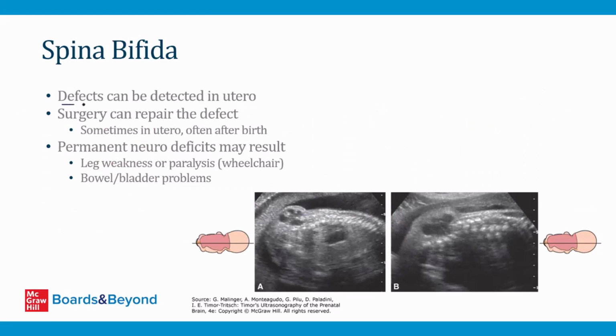The defects related to spina bifida can often be detected in utero, usually by ultrasound, and there are surgeries to repair the defects. Some of these can actually be done prior to delivery in utero, although more often they're done after birth. And the main problem with spina bifida is that it can lead to permanent neurologic deficits, especially weakness or paralysis of the legs that make people wheelchair-bound. And this is because the defects usually involve the lower spinal cord where there is protrusion of the spinal cord and the meninges through the defect. You can also see bowel and bladder problems. The problems are all going to be related to the lower extremities in the pelvis because that's below the region where the nerves of the spinal cord are affected.